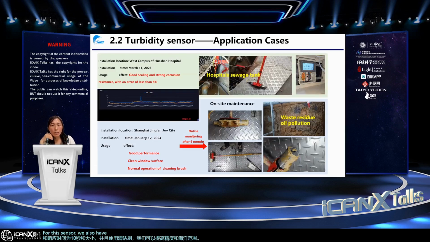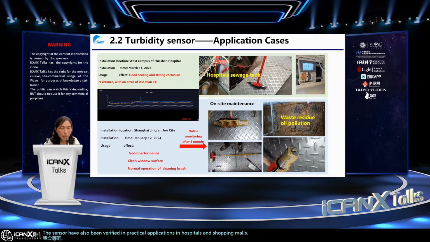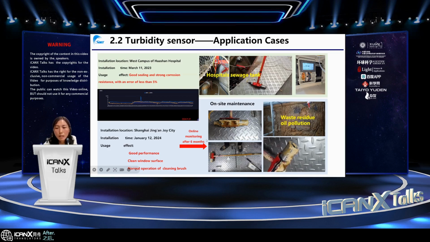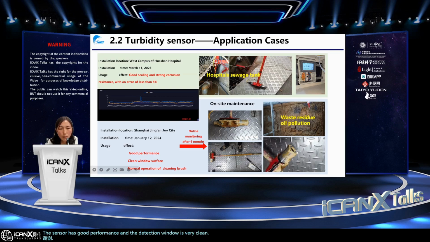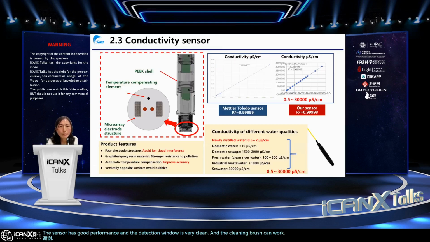For this sensor, we also have application cases. The sensor has also been verified in practical applications in hospitals and shopping malls in Shanghai under relatively harsh conditions, including waste residue and oil pollution in a hospital's sewage tank. We can see that after 6 months of online monitoring, and this is the on-site maintenance. The sensor has good performance, the detection window is very clean, and the cleaning brush can work normally.